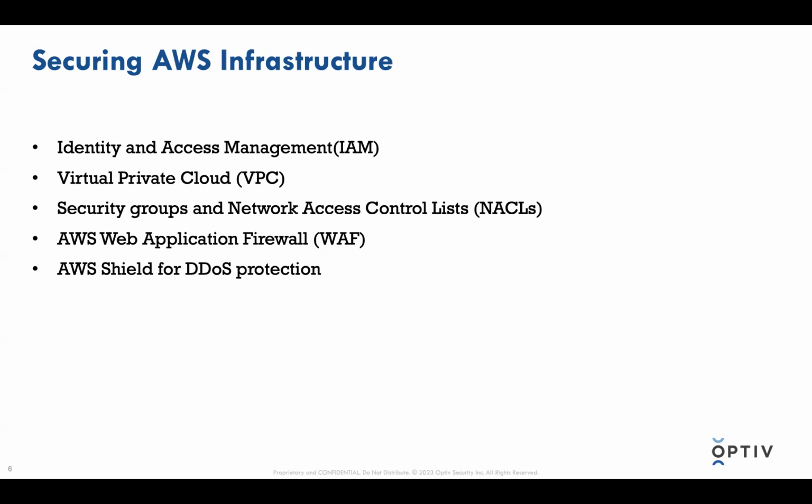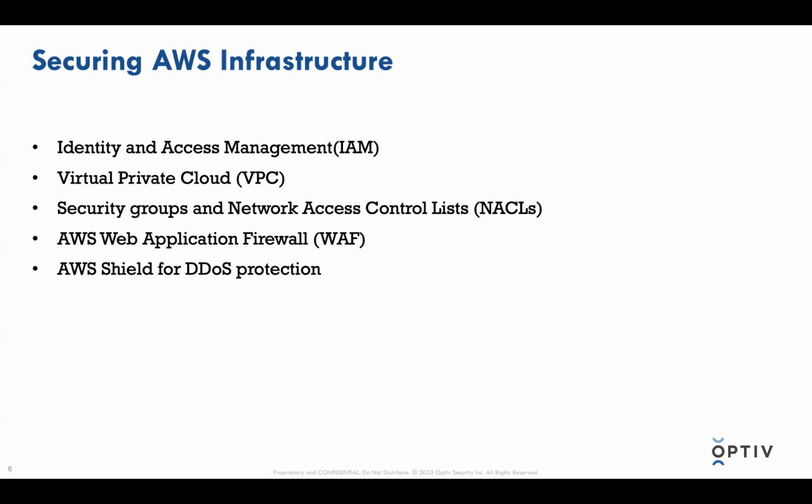Next, we have Virtual Private Cloud or VPC. VPC enables organizations to create a logically isolated network within the AWS cloud. It provides control over IP addressing, subnets, routing, and security. With VPC, you can design and configure a network architecture that reflects your unique security requirements. It prevents unauthorized access from external sources and allows you to establish secure connections between your on-premises infrastructure and the AWS cloud.